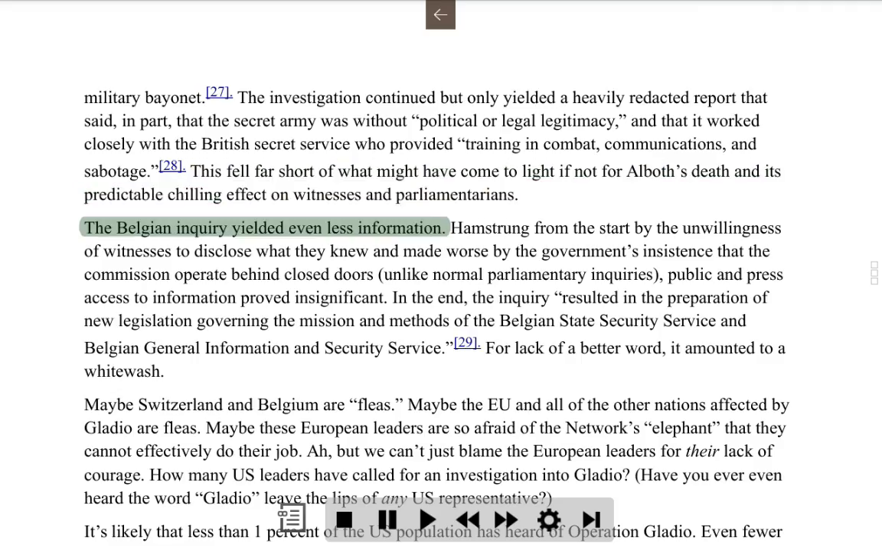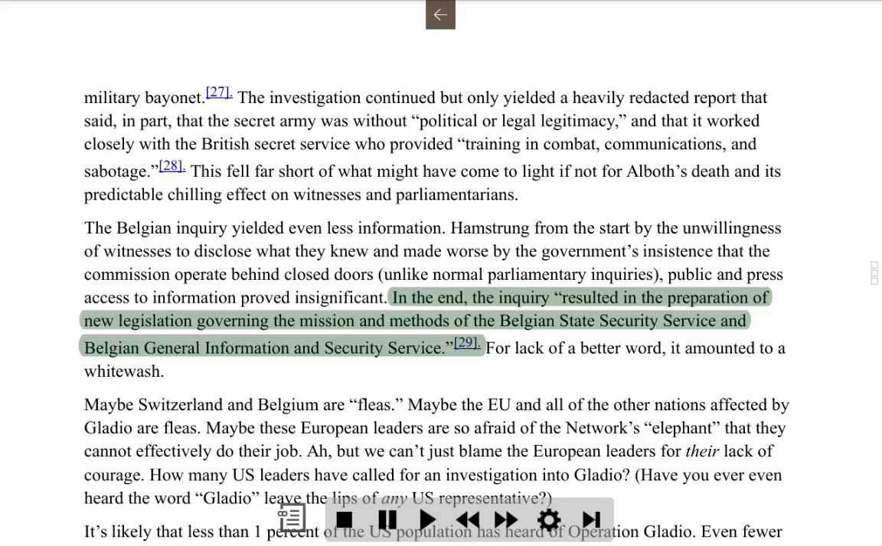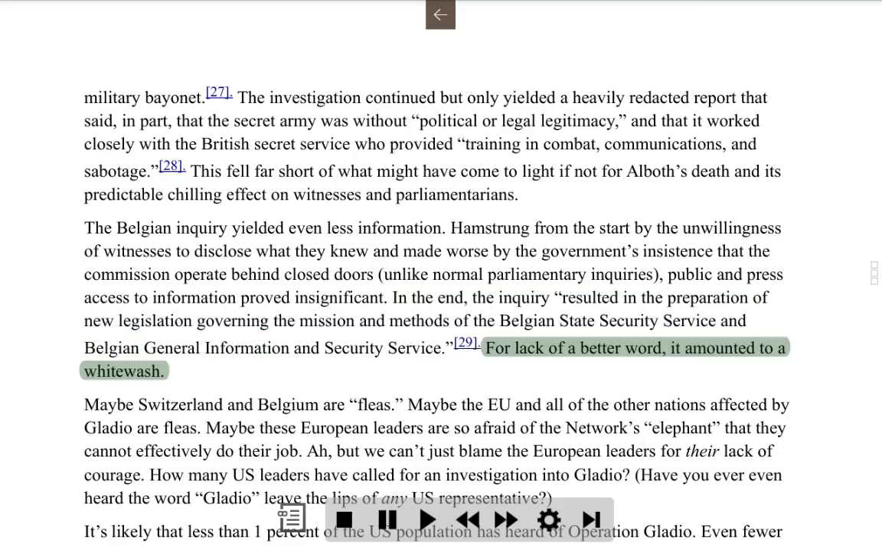The Belgian inquiry yielded even less information, hamstrung from the start by the unwillingness of witnesses to disclose what they knew and made worse by the government's insistence that the commission operate behind closed doors. Unlike normal parliamentary inquiries, public and press access to information proved insignificant. In the end, the inquiry resulted in the preparation of new legislation governing the mission and the methods of the Belgian State Security Service and Belgian General Information and Security Service. 29. For lack of a better word, it amounted to a whitewash.